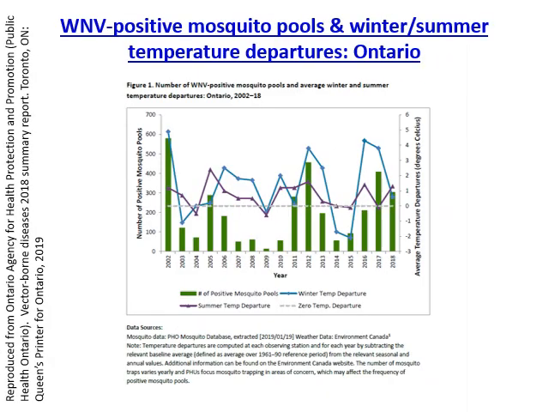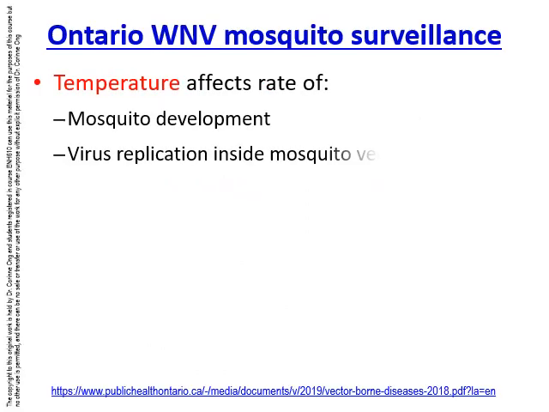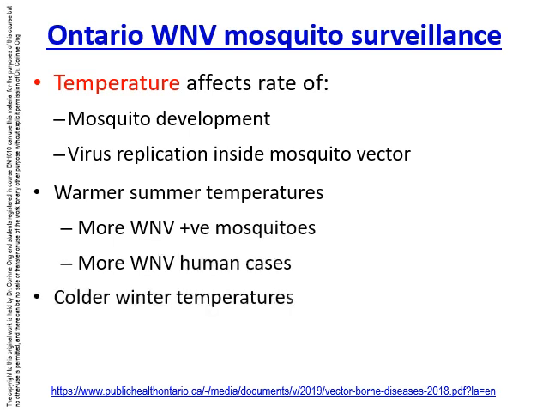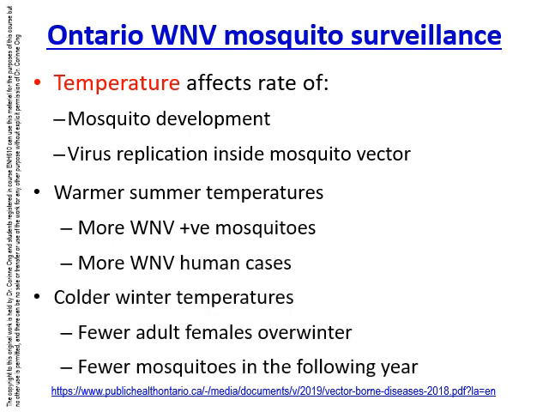If we look at the seasonal variation as well as temporal variation, there is a trend that can be observed, with more positive mosquito pools in years that have warmer summers as well as winters. This is particularly striking in 2012. Temperature affects both mosquito development and viral replication in the mosquito. This means that warmer summers will result in more West Nile virus positive mosquitoes and ultimately human cases.